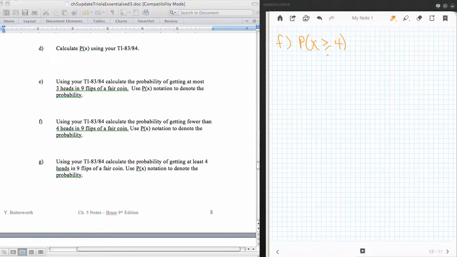So this one I cannot calculate. This is not on the TI. The only thing that your TI can do is equal to or less than or equal to. So we're going to have to go for a complement on this, and this gets a little bit more complicated because the complement of being greater than or equal to is being strictly less than.